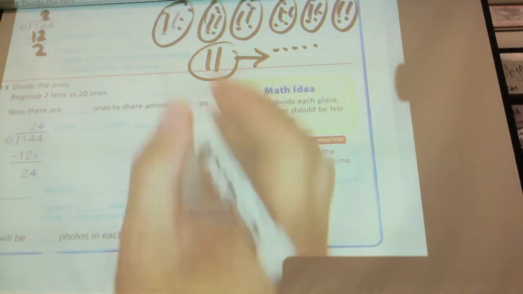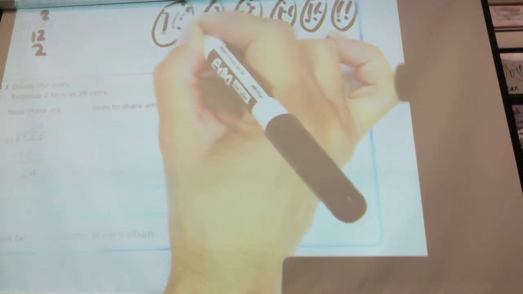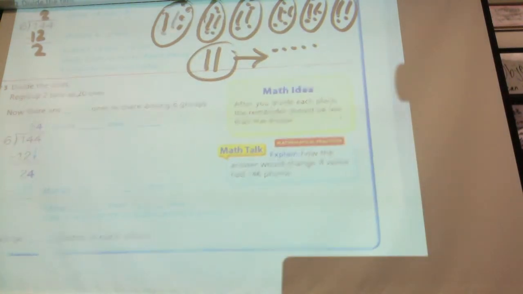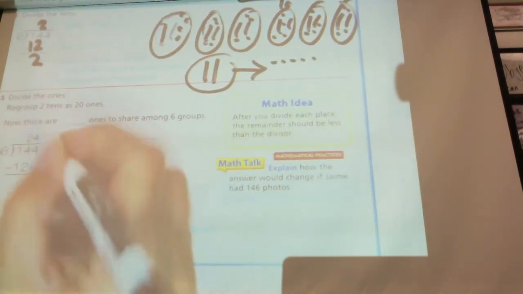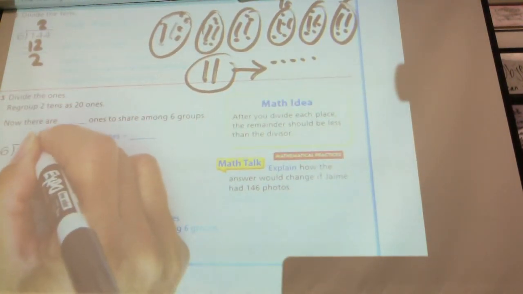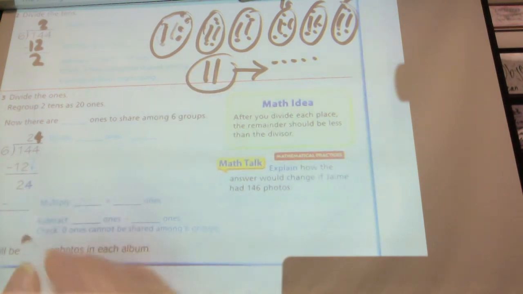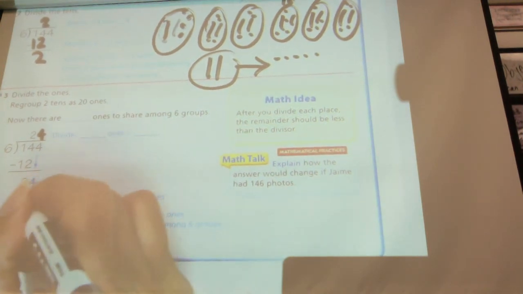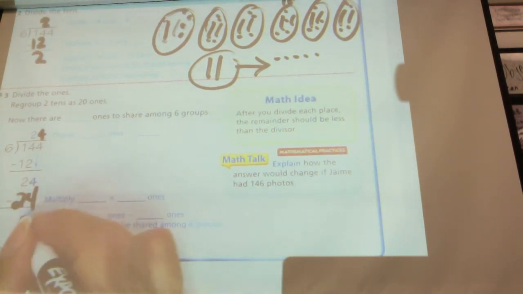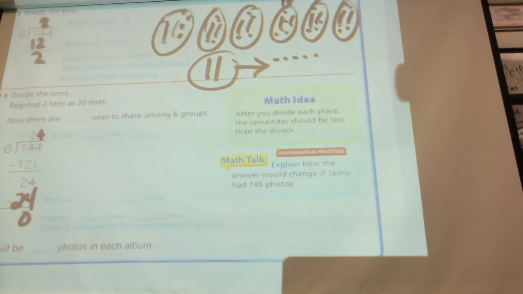It's getting really messy. This was a dot. How many ones are in each group? 4. So I put the 4 above my ones because that's what I'm talking about, ones. There's 4 ones in each group. How many ones did I use up? Did I use all of them? Yes. Was there any left over? No, there wasn't. 24 I used up. There was 0 left over.